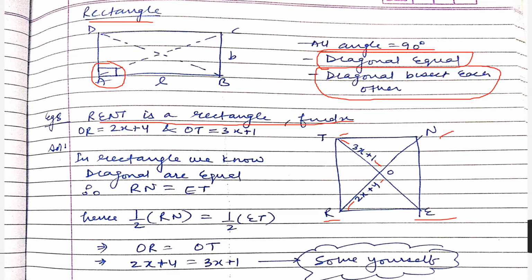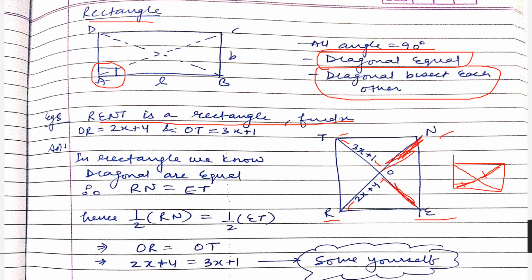We have studied that in a parallelogram, diagonals bisect each other. That is, this part equals this part. But in this case, we don't know this part. We are stuck. No, we are not stuck. This is not just a parallelogram. It is a rectangle where diagonals are equal. If diagonals are equal, their halves will be equal, isn't it?